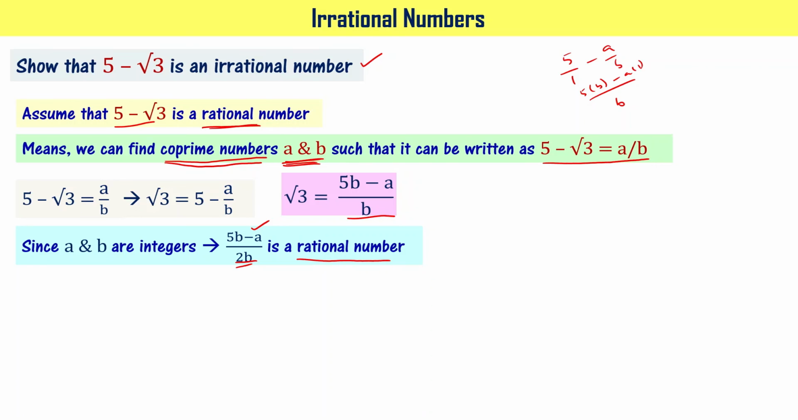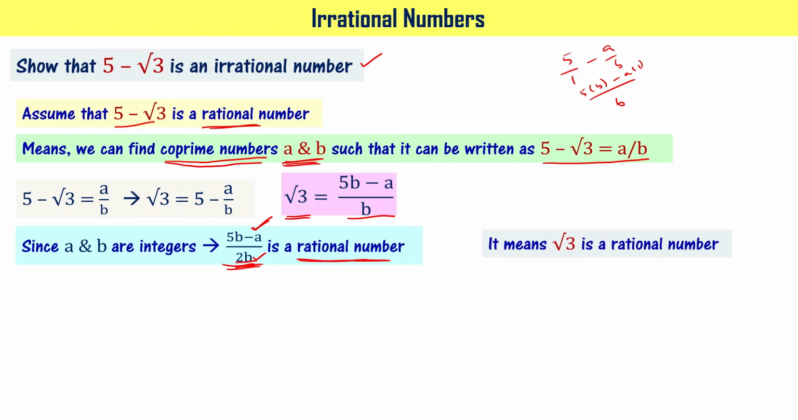As per the definition of rational number, 5b minus a divided by 2b is going to be a rational number, because 5b minus a, the numerator, is an integer and the denominator 2b is also an integer. The ratio of two integers is a rational number, right? Now, as per this, if 5b minus a divided by 2b is a rational number, then automatically root 3 is going to be a rational number, right?